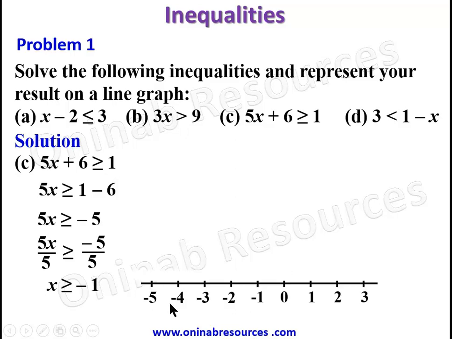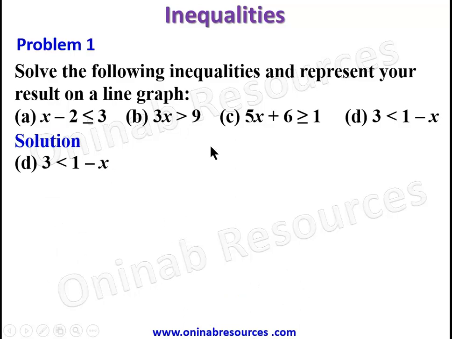Then we now draw the line graph, at negative 1. So we draw our circle on negative 1. Since greater than or equal to is a double sign, we shade the circle and get our direction. The direction is greater than, so the arrow will be pointing to the right hand side, which gives the line graph of the solution of problem 1c. So we go to problem 1d.